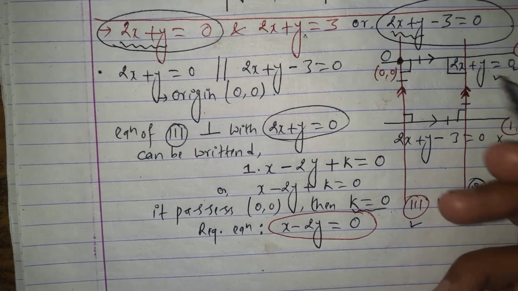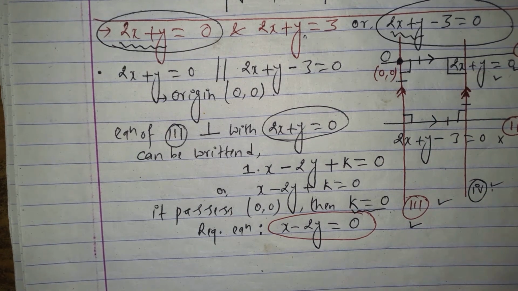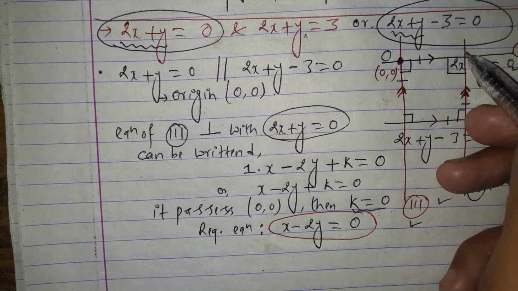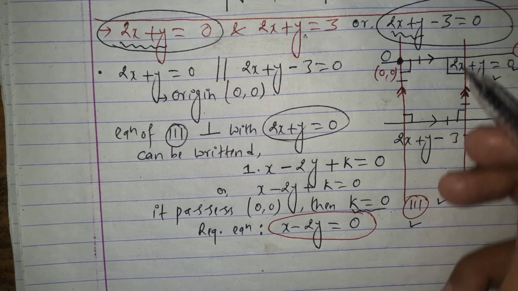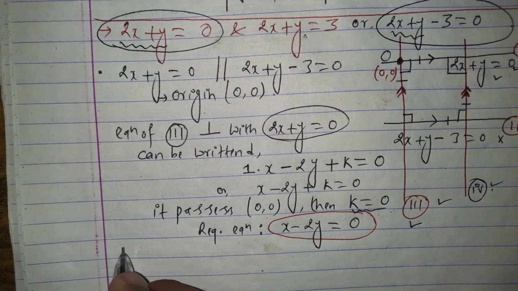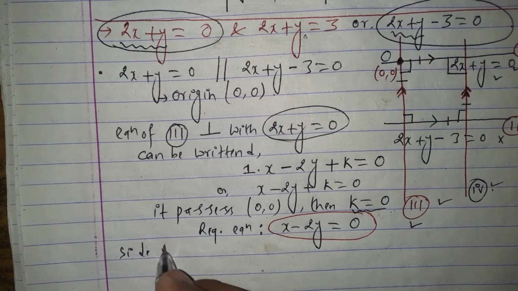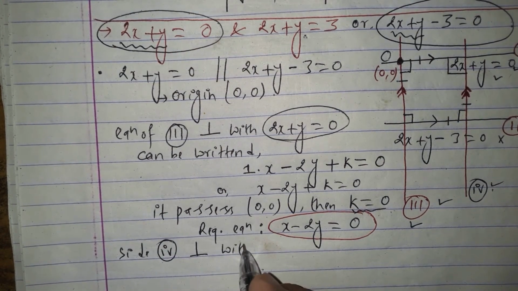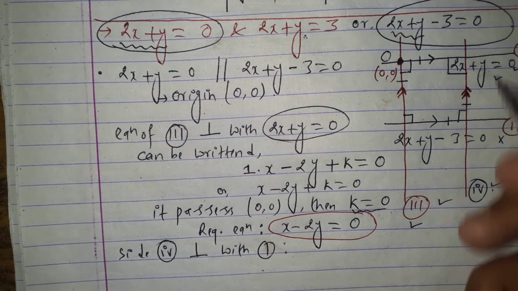Similarly, we can calculate the equation of the fourth side. Now calculating the equation of the fourth side. This fourth side is also perpendicular to the first side. The fourth side, side IV, is perpendicular with the first side, with this line.